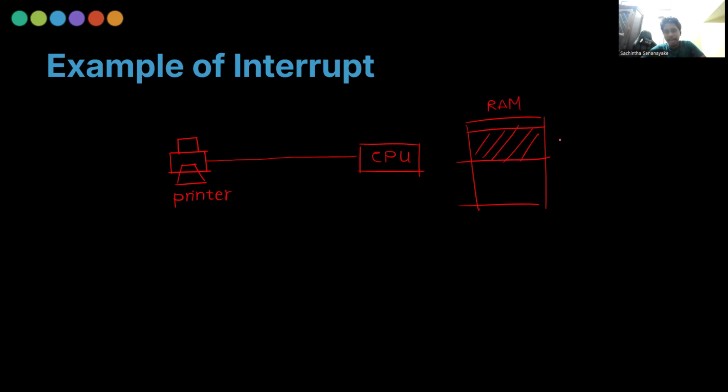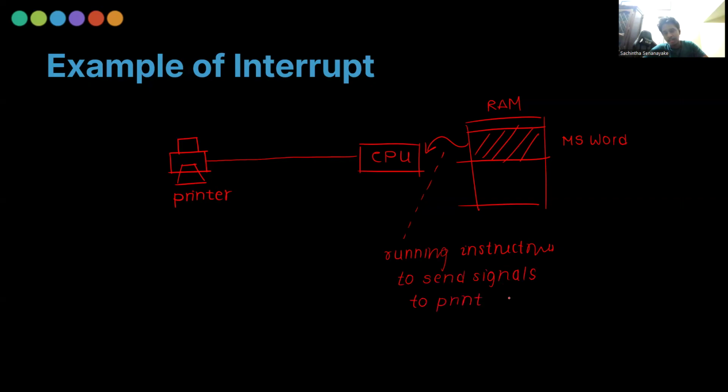And this program could be a program like Microsoft Word, where Microsoft Word is currently running instructions on the CPU to do what? To maybe ask the printer to print out some notes, or print out some hard copies of whatever document you've been typing on Word. So it's running instructions to send signals to print hard copies of a document, right? It's sending signals to the CPU and thereby by extension to the printer to ask the printer to print out hard copies of a document.